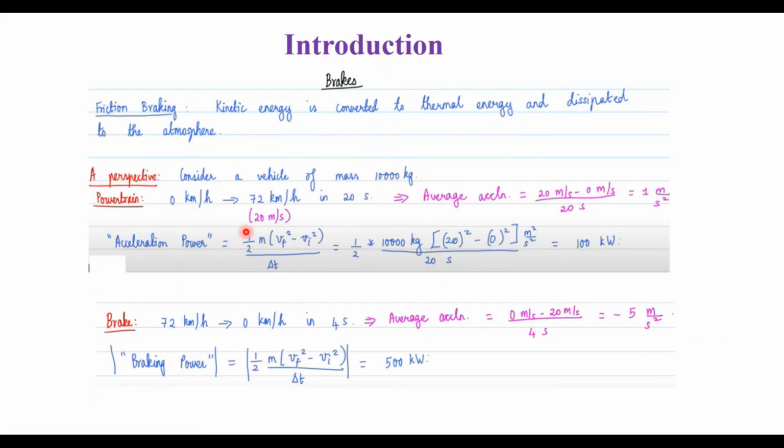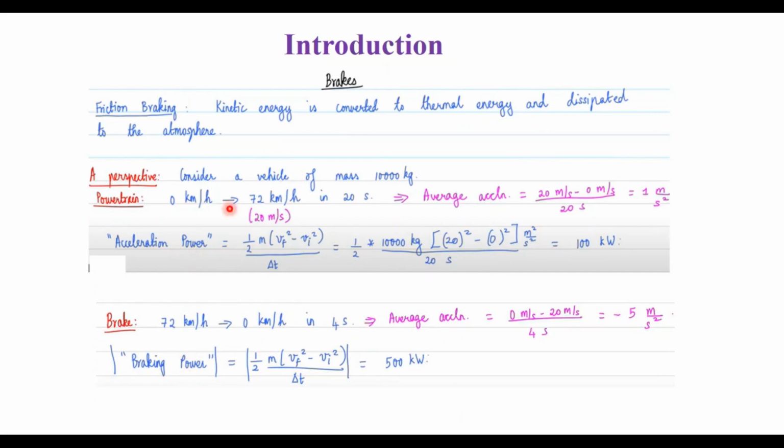Now the vehicle is moving from 0 to 72 kilometers per hour in 20 seconds, which is nothing but acceleration power, where you are accelerating the vehicle from 0 to 72. And in the case of brake, the 72 kilometers per hour will become 0. This is what you call braking power. This is called accelerating power.